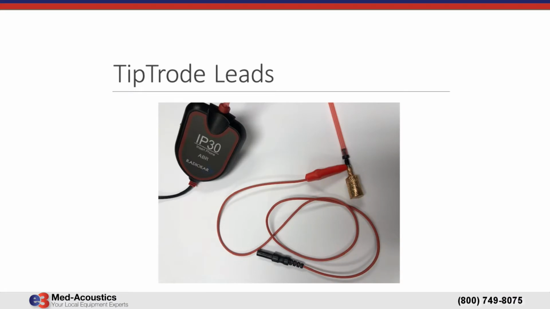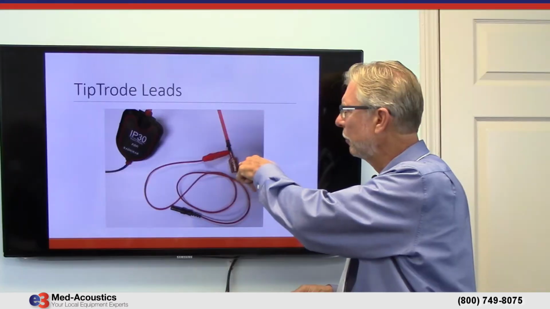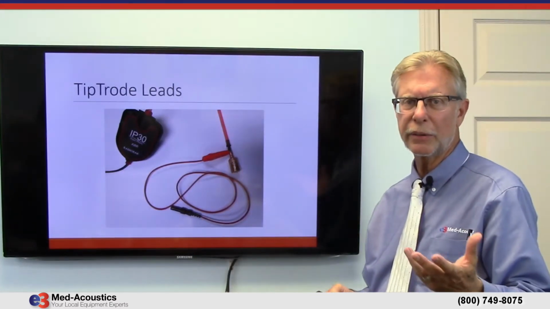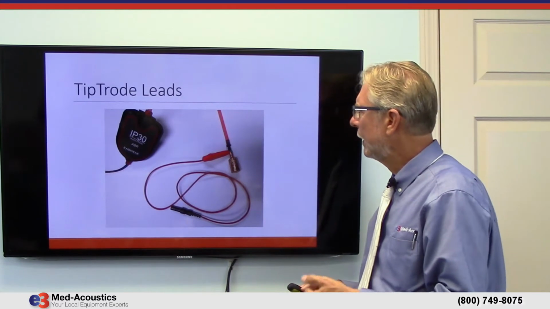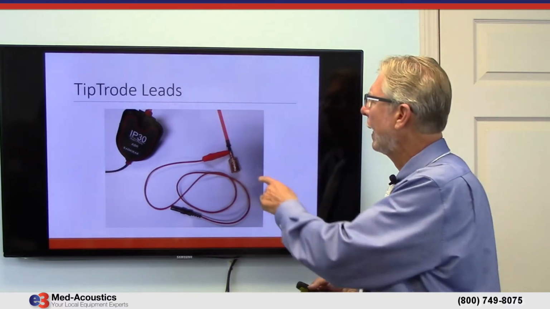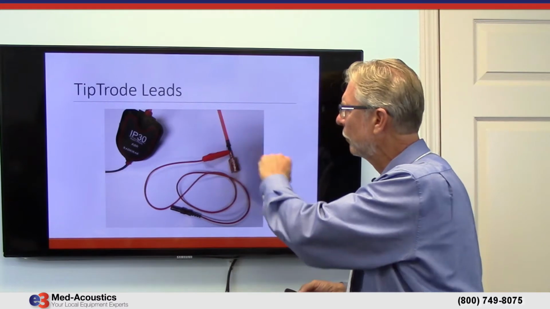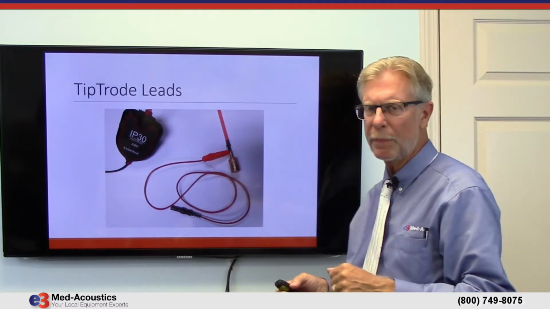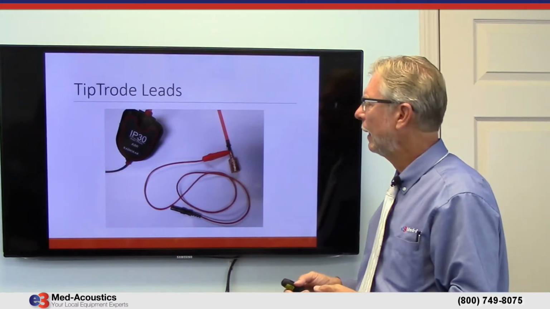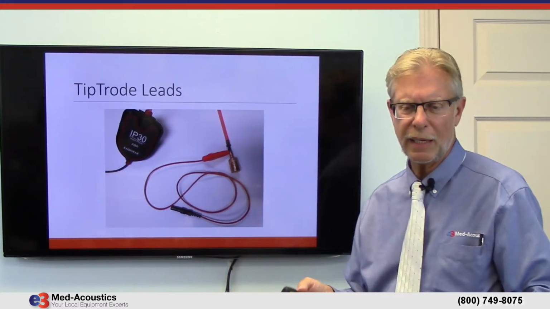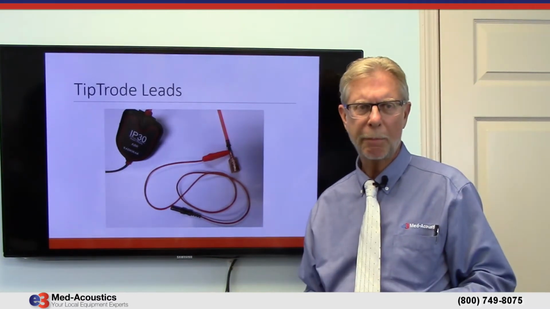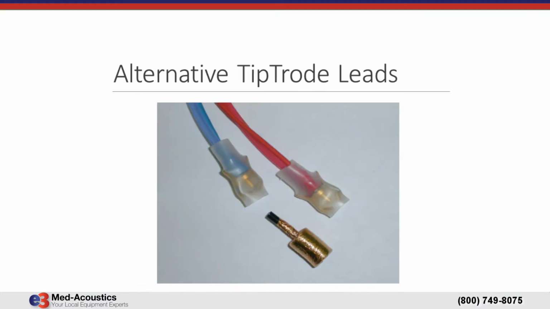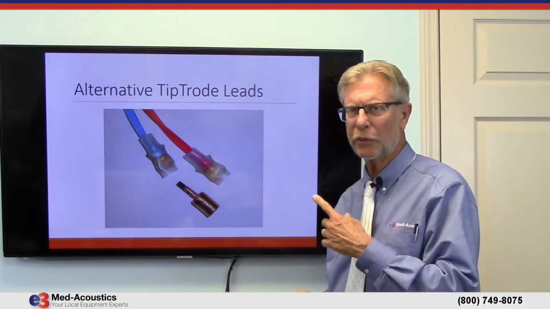When we use the Tiptrodes and the Tiptrode lead, it's simply like this. We're going to use a Tiptrode instead of the regular insert earplug, and then we are going to just connect that special rounded alligator clip to it, red for right and blue for left, and plug those into right and left on the regular patient connector. There is an alternative Tiptrode leads. Many times if you just order Tiptrode leads, this is what you get.